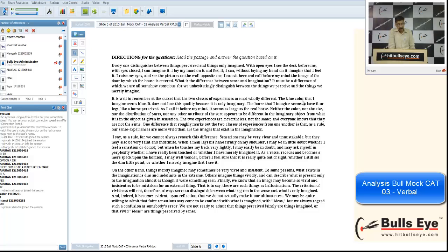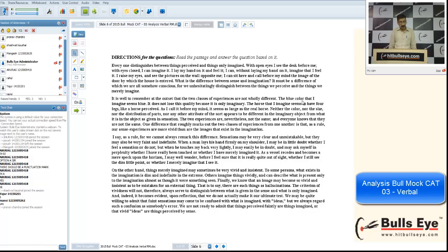Now the third paragraph. In the second paragraph itself, these two experiences are nevertheless not the same. The second paragraph's first line says they are not wholly different, and suddenly we change the logic. The two experiences are nevertheless not the same. Everyone knows that they are not the same. One difference, now the difference has come into the picture.